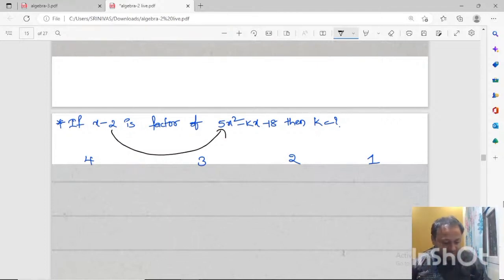Okay, a little bit of disturbance. If the screen is not clear, try to adjust your resolution on the screen.